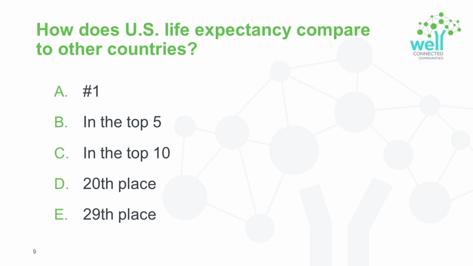The answer, E. The U.S. ranks 29th place. With a life expectancy of 77.9 years, we are tied with South Korea and Denmark, despite being the second wealthiest country on the planet, as measured by per capita gross domestic product, or GDP. Per capita means for each person. In this context, it relates to population size and GDP.